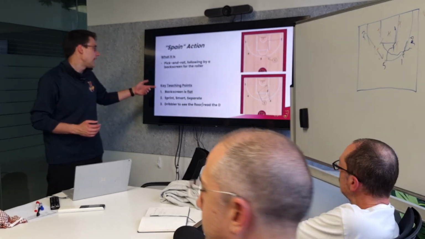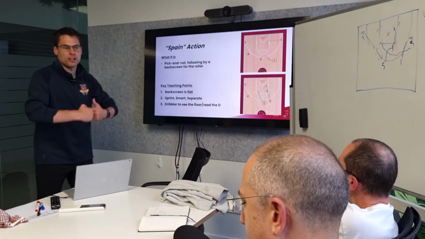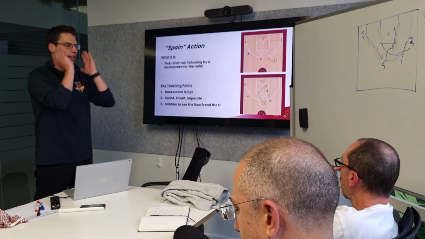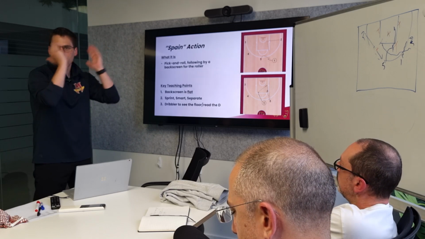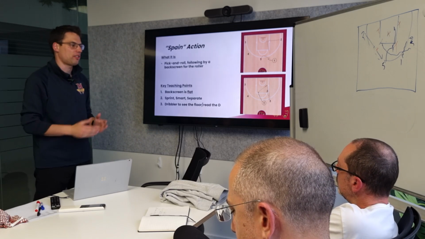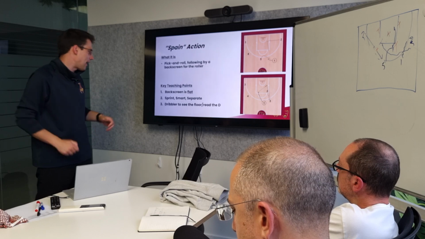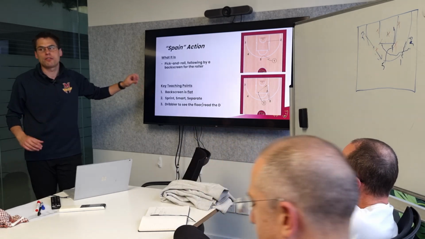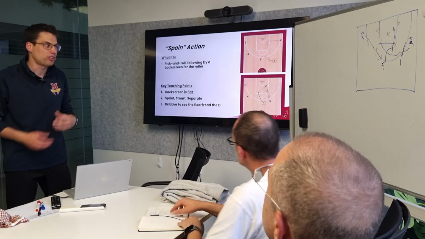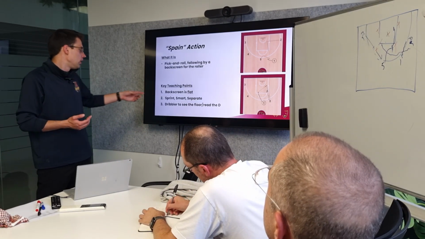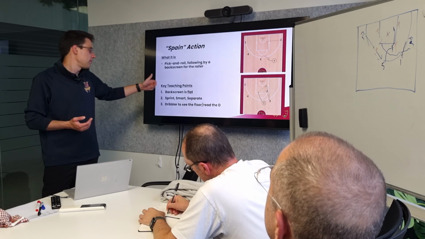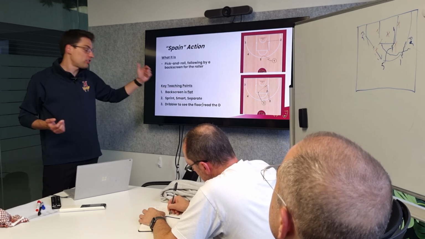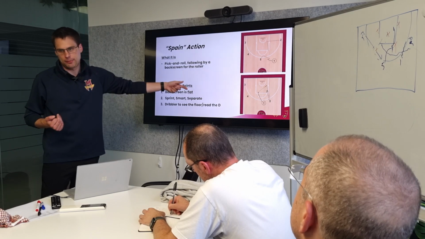Yeah, potentially. So again, the key with this is the back screen has got to be flat. What I mean by that is they're facing parallel to the sidelines, back to the basket. The 3 S's. Now these are the same for every single ball screen, but also for away screens as well. Basketball Victoria talks about sprint, smart, separate. It used to be sprint, smash, separate.